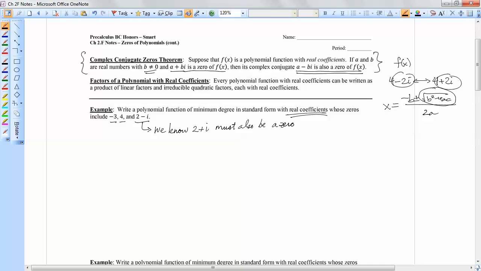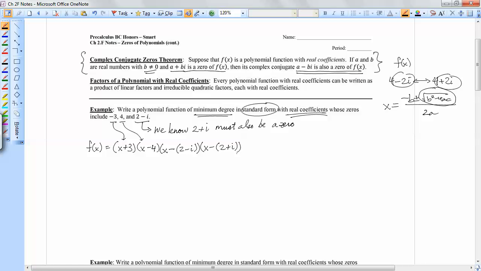So we need to write this polynomial in standard form, and it has to have minimum degree. So we don't want to throw in extra zeros, just the minimum number of zeros that we need. So if I call the polynomial f of x, since negative 3 is one of the roots, it's going to be x plus 3. Since 4 is a root, we're going to get x minus 4. And then our complex non-real ones are going to be x minus the first root, 2 minus i, and then x minus the second root, 2 plus i.